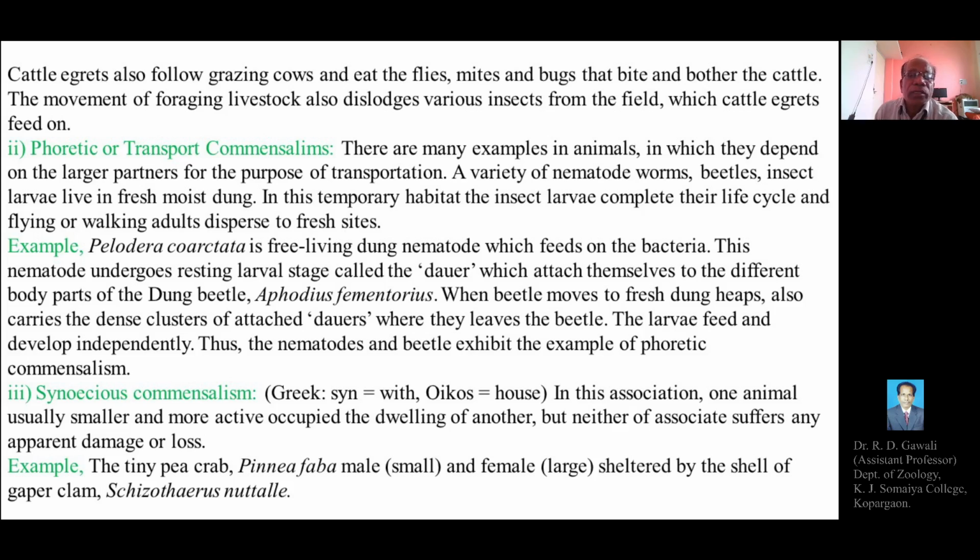So this is an example of synoecious commensalism. In this association, the tiny pea crab, male or female, gets shelter and lives in the shell of the gapper clam, which is the host. Here the tiny pea crab is a commensal living in the shell of the gapper clam, and the gapper clam, representing the host organism, does not suffer any harm, damage, or loss due to this commensalism type of relationship. So this is an example of symbiosis commensalism.